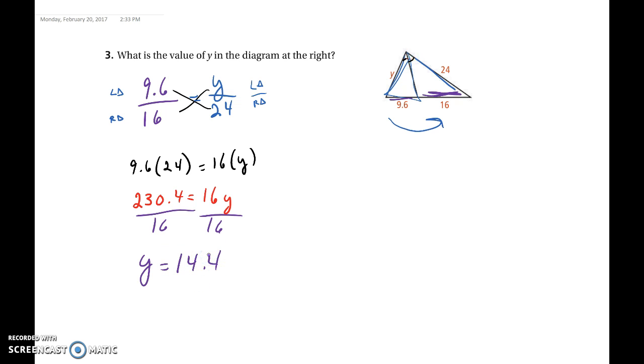All right, so that is the value of y. That is what this side length would be. Since there are no units, you don't have to say 14.4 yards or anything like that. That's your final answer. All right, now that's it for this video, and that's it for chapter 7. This is the last section of that chapter.